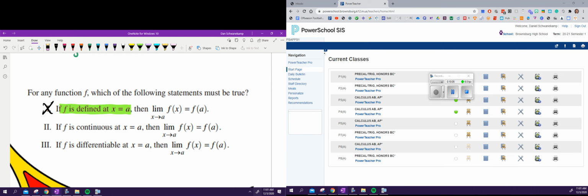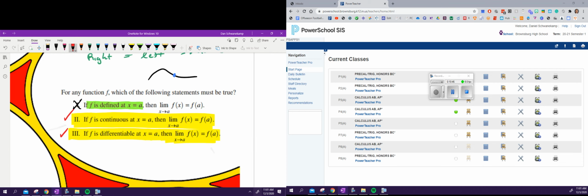Number 2 says if you're continuous. So I'm continuous right here. If I'm continuous right there, is the limit going to be equal to the value? Absolutely it is. That's the definition of continuity. The limit is equal to the value, so that one is true. If I'm differentiable, then the limit is going to be equal to the value. Is that true? Absolutely. Again, that's saying the limit is equal to the value. That means continuous. And if you are differentiable, you have to be continuous. If I'm continuous, do I have to be differentiable? No, but the other way is true. If you're differentiable, you got to be continuous.